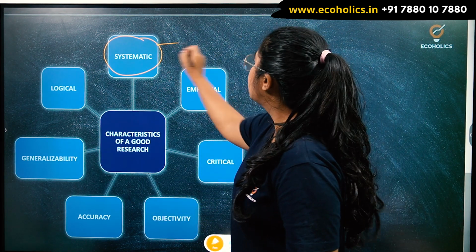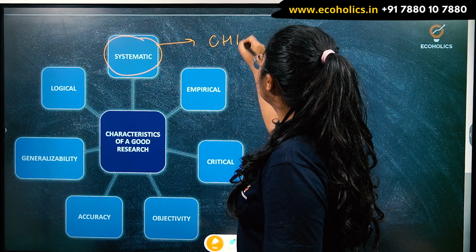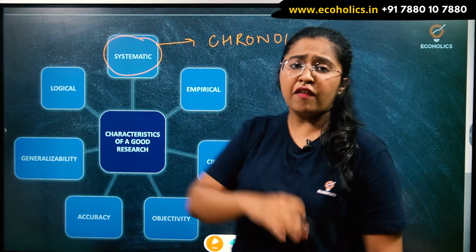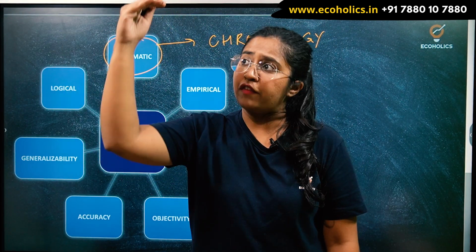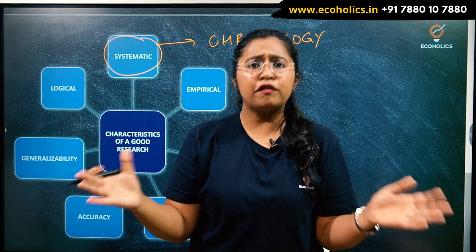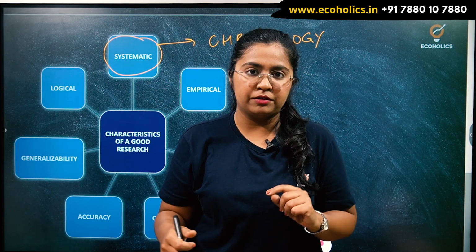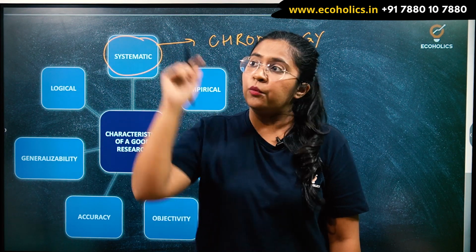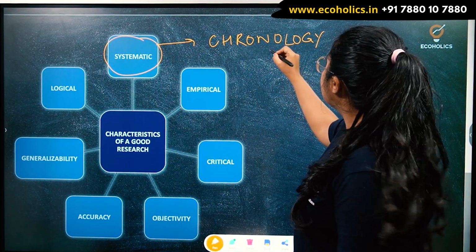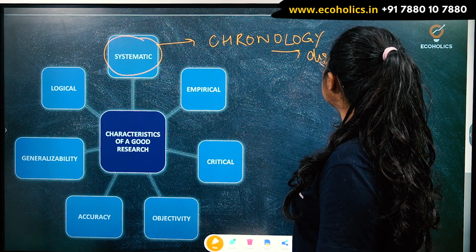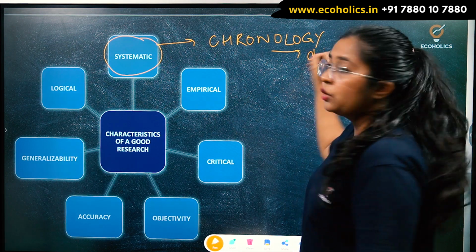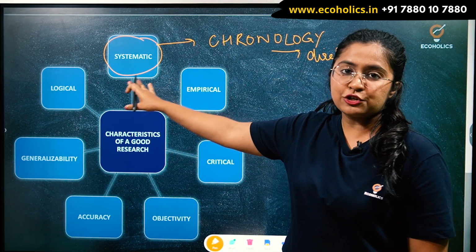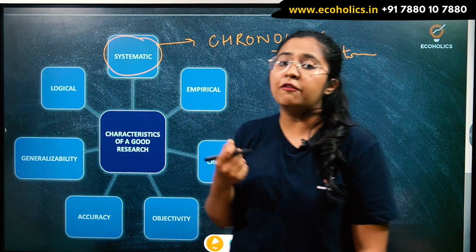So the chronology of facts, of various things, of arrangements, of holistic research is very important. You know the first step, the second and the last step, where you have to go, the direction in which you will be going. All of that is going to be clear once the research is systematic. So systematic is a very important factor.